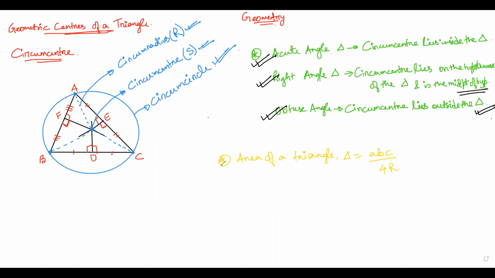Also, there is a relation between the area of a triangle and the circumradius of the triangle, which is given by area of a triangle as a into b into c upon 4 into circumradius, where small a, small b, and small c are the lengths of the sides opposite to angle A, angle B, and angle C respectively. So, if we know the area of a triangle and the length of the three sides of a triangle, we can find the circumradius of the triangle simply by using this relation.